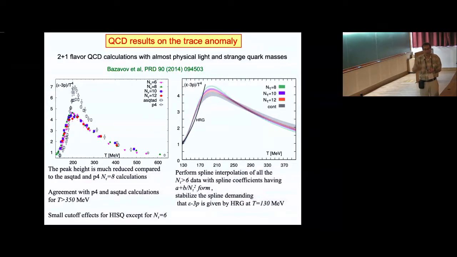So remember that the cutoff is proportional to the inverse of the lattice spacing, or inverse of the temperature divided by N tau. So low temperature means that the lattices become very coarse.